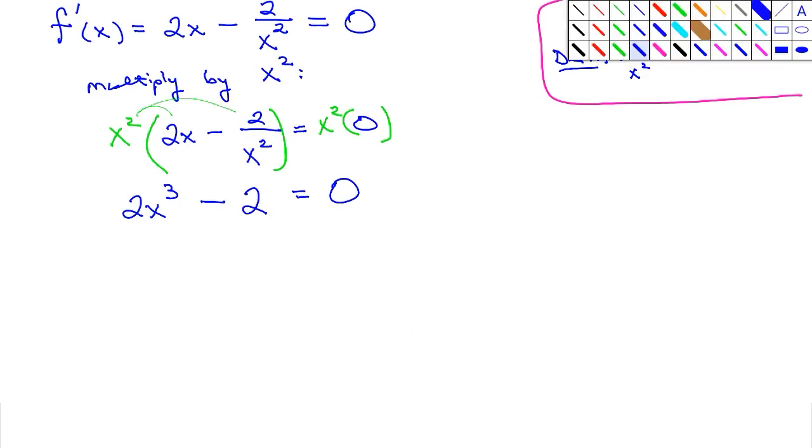Now to solve this, I move the 2 over. I get 2x cubed equals 2. Divide by 2, and I get x cubed is equal to 1. Take the cube root of both sides, and the cube root of 1 is 1.